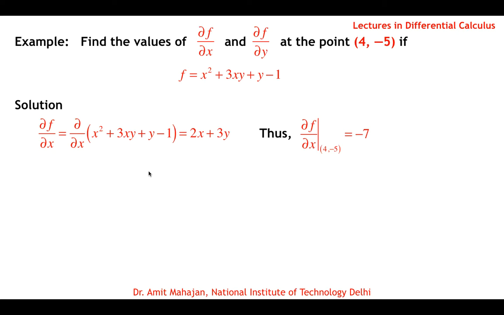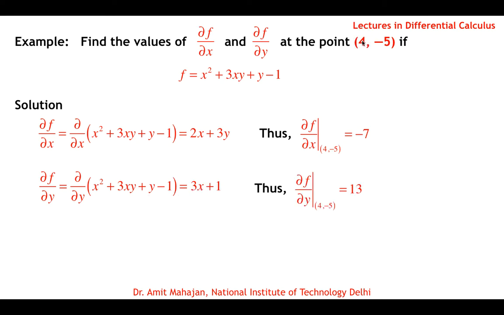Similarly, if we differentiate this function partially with respect to y, then we treat x as a constant. So the x square derivative will be 0, for 3xy, 3x will be constant and the derivative of y is 1, so 3x, and the derivative of y with y is 1, so plus 1, and the derivative of the constant is 0. So 3x plus 1, and at this point x is 4, so we get a slope of 13. This is the simple process, but we can do the same with the definition also.